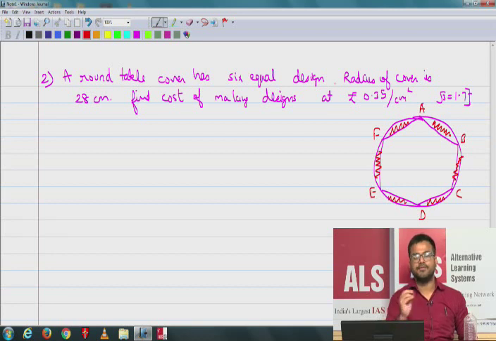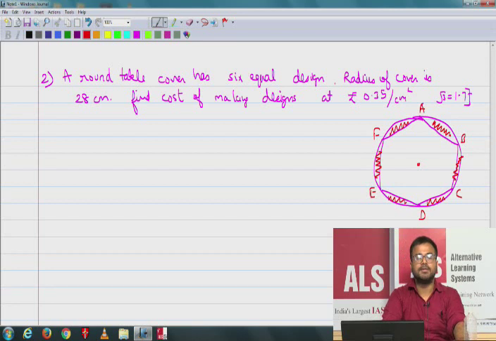So first part is basically find the area, and only one thing is given, which is the radius of the circle, which is 28. And the hint is, since it is written 6 equal designs, and according to the diagram you can predict that A, B, C, D, E, F is a hexagon, a regular hexagon.